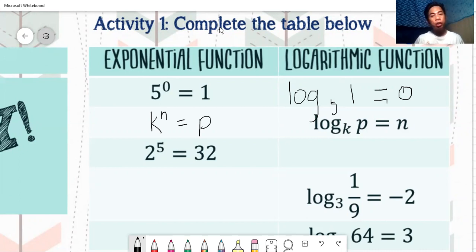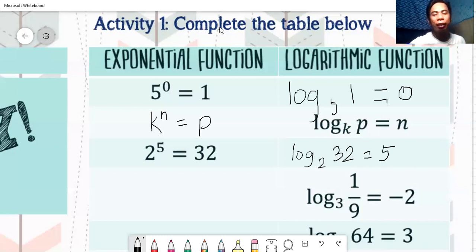Now, we have here an exponential function again. So we will write that as logarithmic form. So we have logarithm of, what's the base? Or first, what's the answer first? 32 with the base, what's the base? 2 is equal to, what's the exponent? 5. Very good. That's correct.